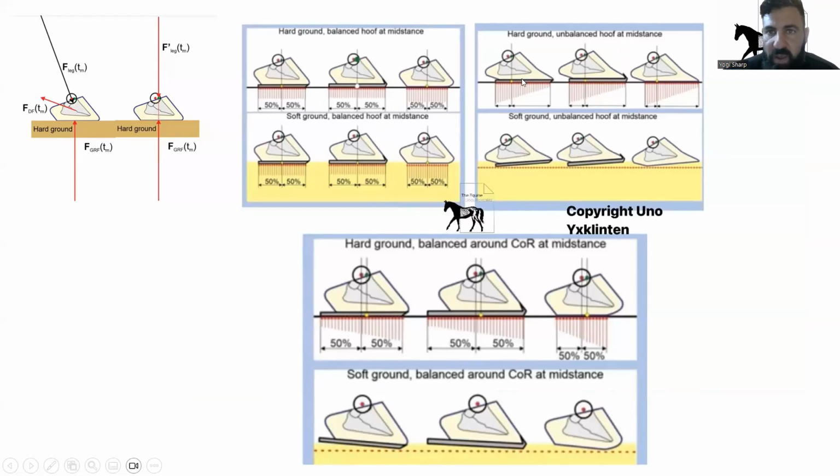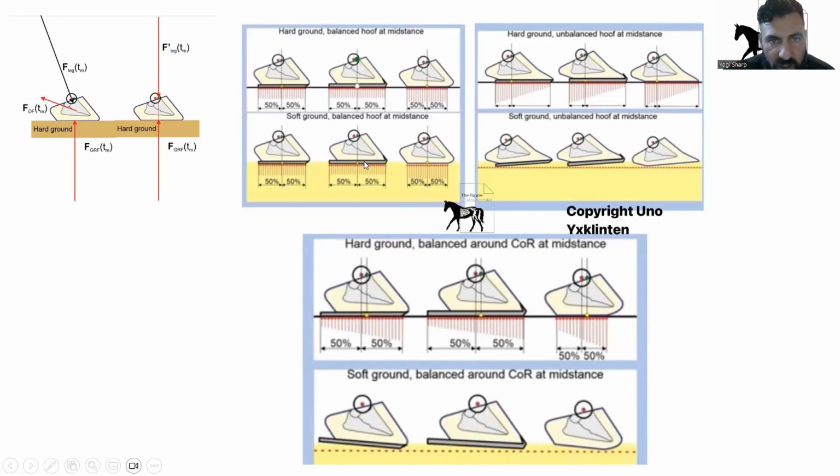Well, if we have poor balance around the point of balance, we have a very long toe and a very short heel base of support, then all the ground reaction forces are concentrated on the heels, as you can see here. So if all the ground reaction forces are concentrated on the heels, then the heels sink in on a soft surface. If the heels sink in on a soft surface, I'm sure you can all guess what happens. We have a massive increase in strain on the tendons at the back of the foot.